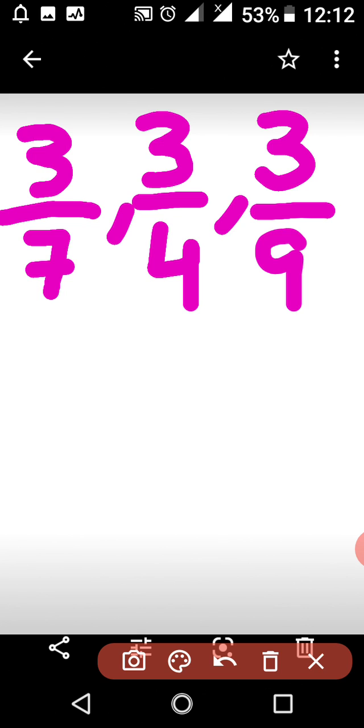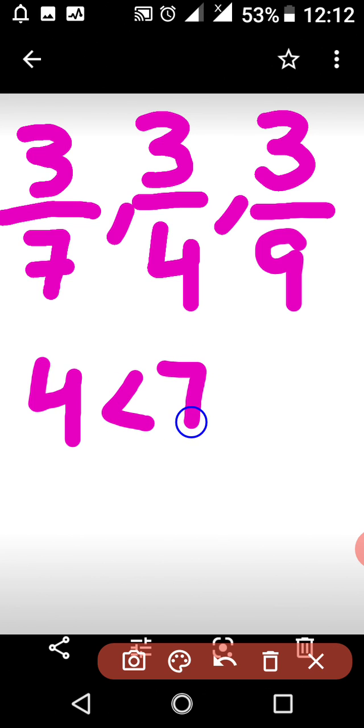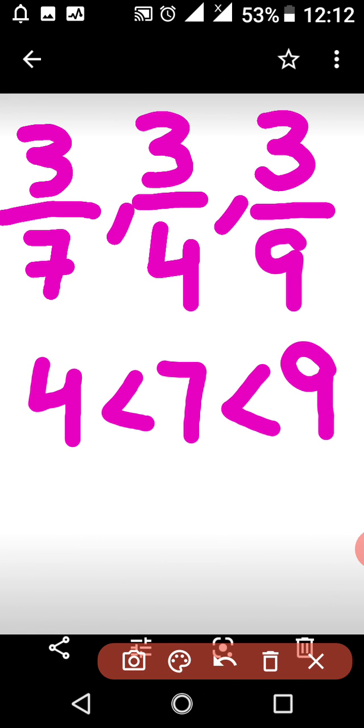As the numerators are the same, we should compare the denominators. How to compare the denominators? Here if you see 7, 4, 9, 4 is smaller than 7 and 9, and 7 is smaller than 9. We can write that statement as 4 less than 7 less than 9. By comparing these denominators, we can write the fractions in order.